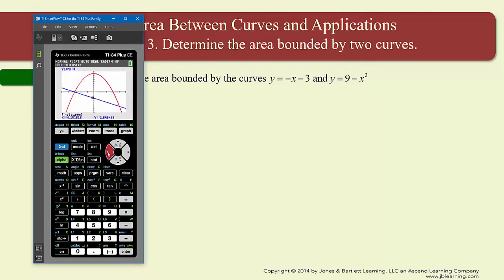And I just have to move the cursor close to the point of intersection. That's pretty close. So I hit enter, enter, enter. Okay, it tells me that point of intersection is negative 3, 0. I would label that on my graph. And you know what? I could have just scrolled over here. Let me find this point of intersection. That looks pretty close. Enter, enter, enter. And it tells me that point of intersection is 4, negative 7.